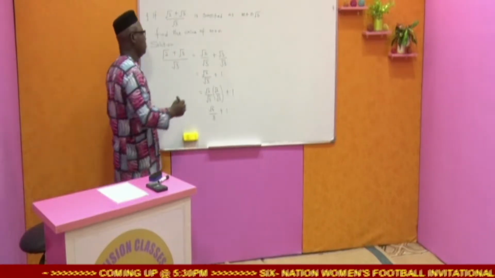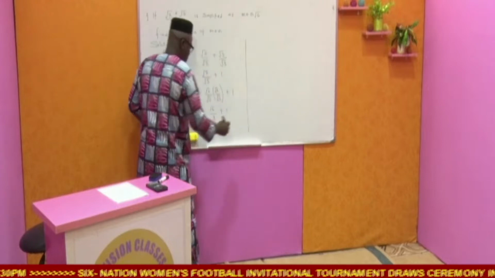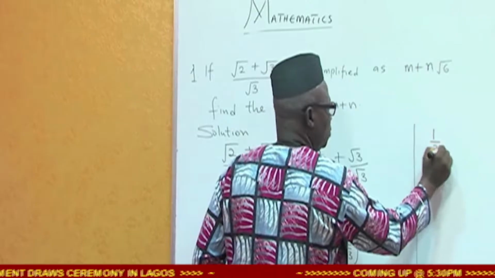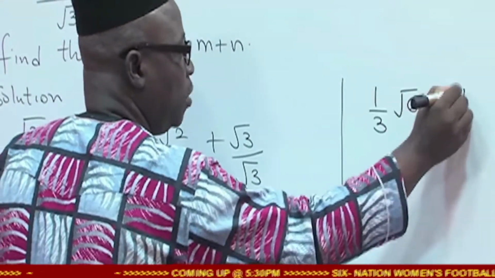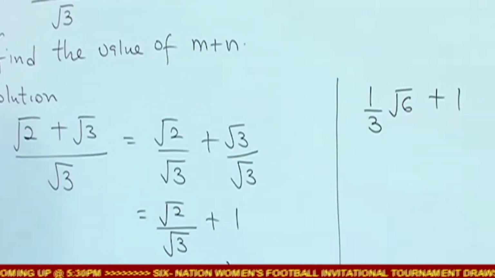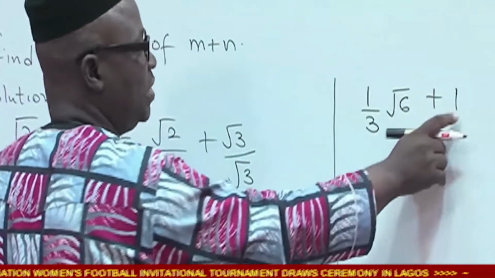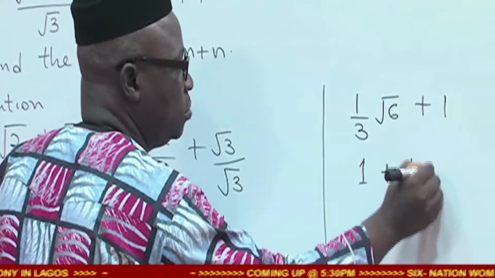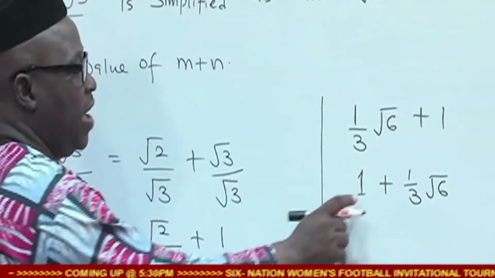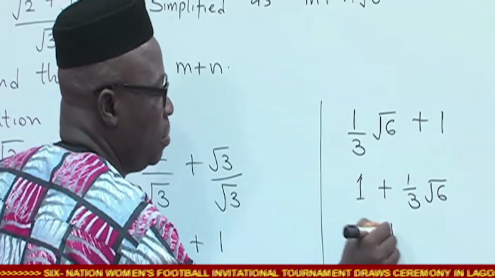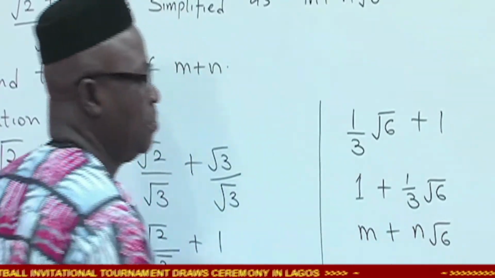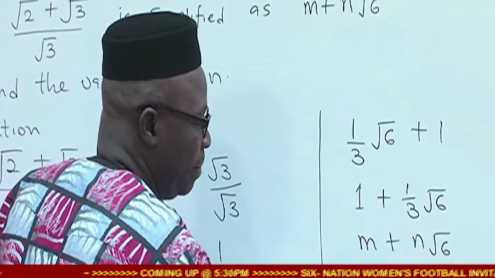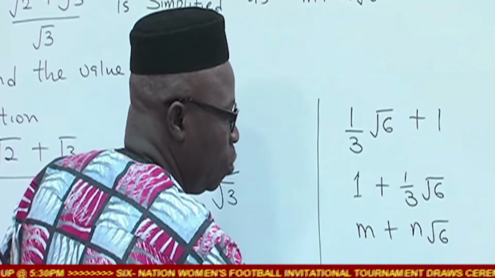So at this point, I can write my result as 1/3 root 6 plus 1. This result can also be written such that 1 will come first. That is 1 plus 1/3 root 6. If I compare this with m plus n root 6, it implies that m is the same as 1 and n is going to be 1/3.